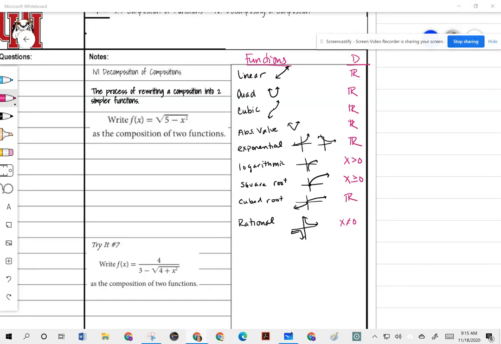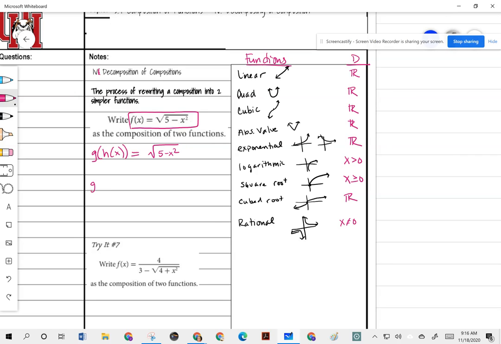All right, so in this topic, which should be Roman numeral 4, we're going to be talking about the decomposition of composition. So basically, it's kind of going backwards with compositions. We're going to rewrite a composition into two simpler functions. So the idea behind that is to take a composition, and it's going to equal this f of x function. This composition is going to equal the square root of 5 minus x squared, okay?